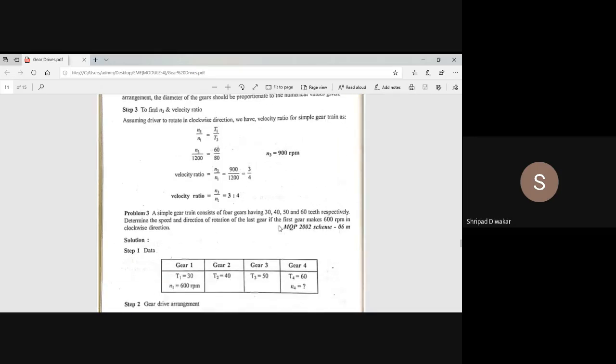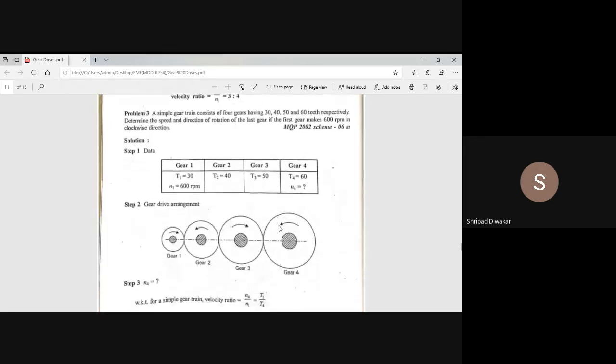N3 divided by N1, which is 1200, equals T1, which is 60, divided by 80. First we are going to calculate N3. By using this formula, we calculate 900, because it's 60 into 1200 divided by 80. We are calculating N3 as 900 RPM. And N3 by N1 is, N3 is 900 we got, and N1 is given in the problem. So the velocity ratio is 3 by 4. Next problem.